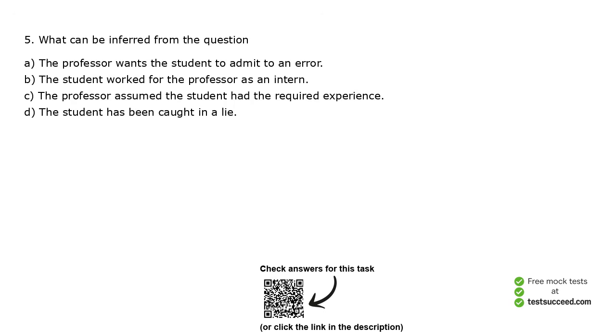Listen to part of the conversation again. I was under the impression that you wanted us to write about our experiences with computer-assisted learning, too. Yes, that's right. Didn't you have an internship last year? If my memory serves me, you were a teacher's aide at a school in the district, weren't you?